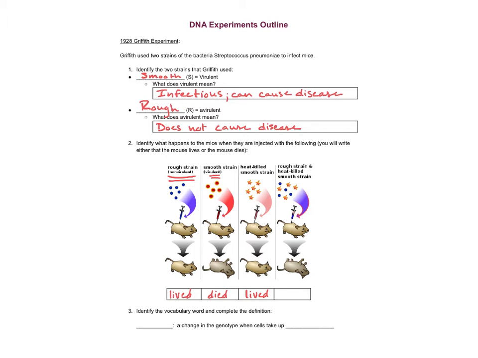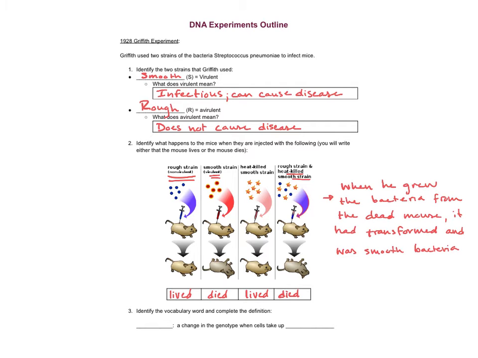He took some of the rough strain bacteria that was alive and he mixed it with the heat-killed smooth strain. So he mixed live rough bacteria with dead smooth bacteria. What he discovered is that the mice died. When the mouse died, he took the bacteria from the dead mouse and then he grew the bacteria so he could identify what kind of bacteria it was. What he discovered is that it had transformed and was actually smooth bacteria that was growing.